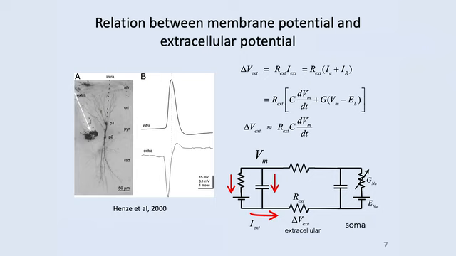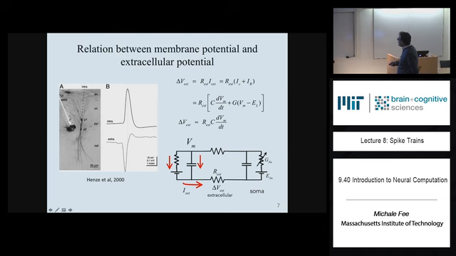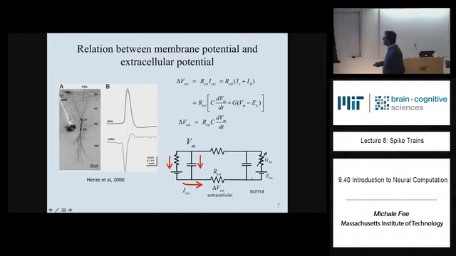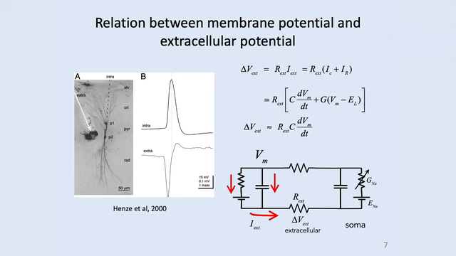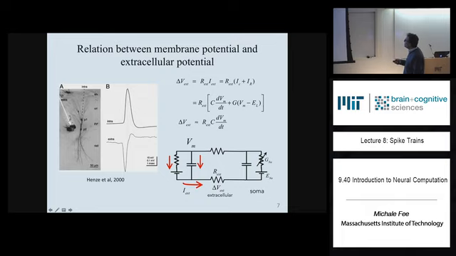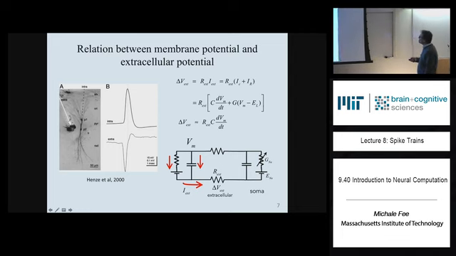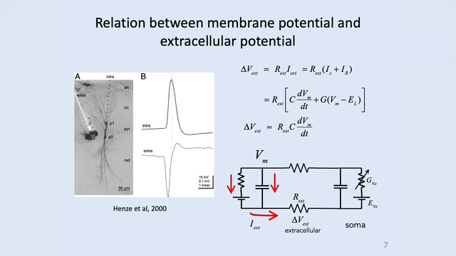Now, why is this voltage negative? It's because the voltage near the soma goes negative during the rising phase of the action potential, when we have sodium ions flowing into the soma from extracellular space. That current is flowing out of the dendrite out here and traveling back through extracellular space to the soma. So again, the soma is acting like a current sink, and so the voltage is going negative near the soma.